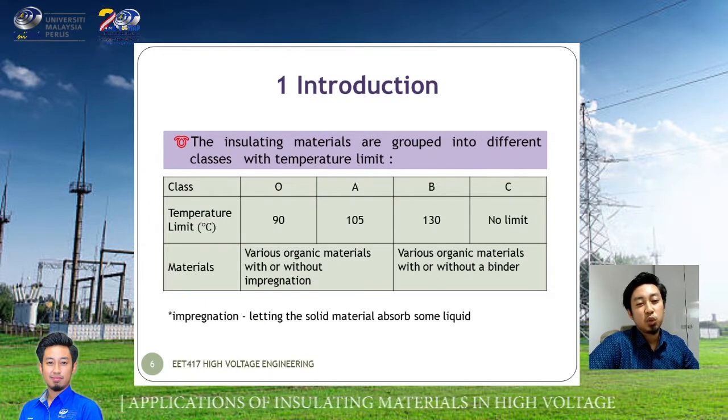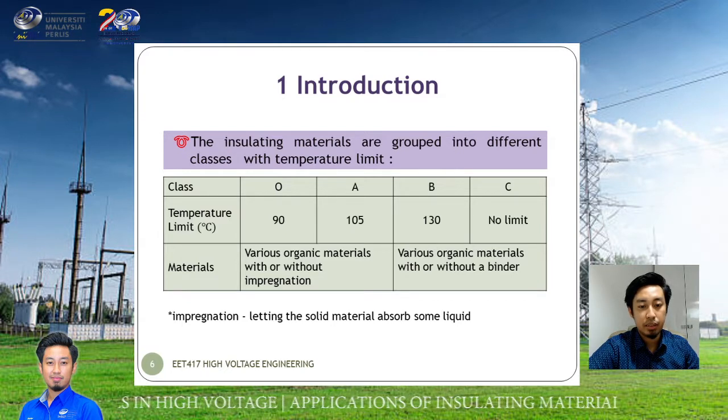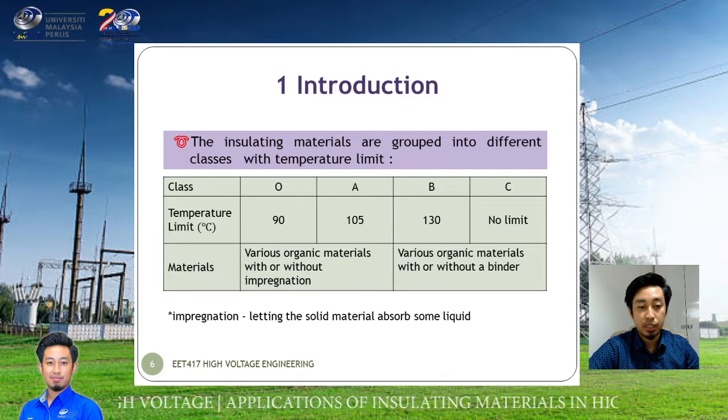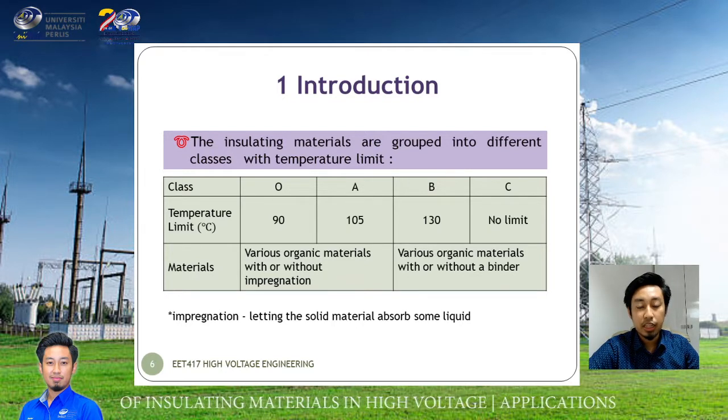The insulating materials are grouped into different classes with temperature limits. Based on this table, we can see class O and A have a temperature limit of 90 to 105 degrees Celsius, but they use different materials compared to B and C. For O and A, they use various organic materials with or without impregnation. What is impregnation? It is letting the solid material absorb some liquid. This is quite different from B and C, where the materials are various inorganic materials with or without binder. And class C has no temperature limit.